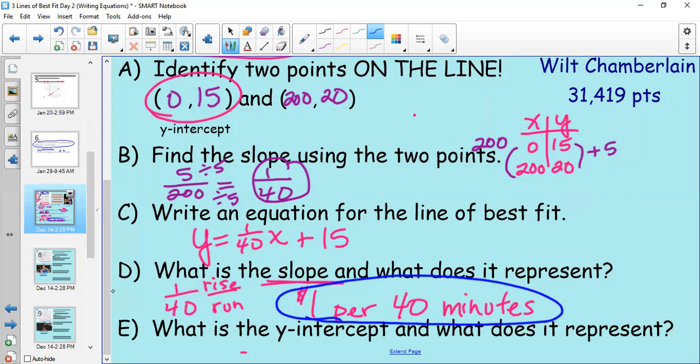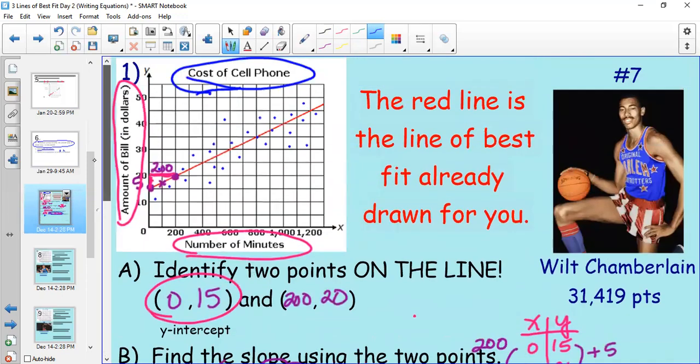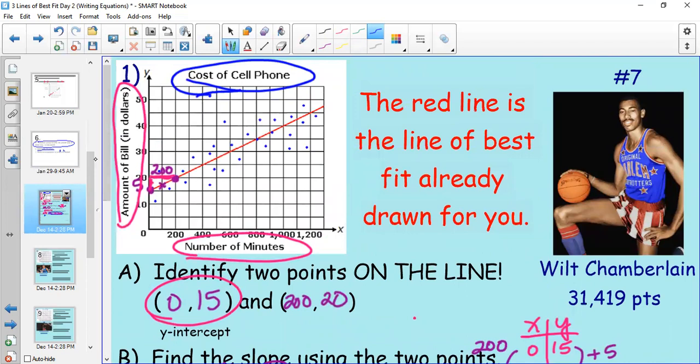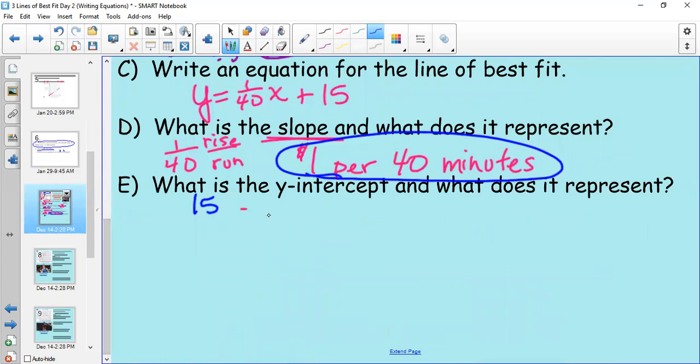What is the y-intercept and what does it represent? Well, the y-intercept is our starting point, so 15. And this is kind of a hard one to explain. Why would 15 be the starting point for your cell phone bill? Well, maybe that's what your plan costs. So your plan costs $15 right at the beginning.